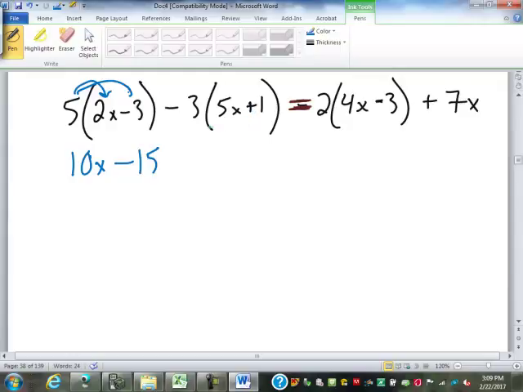Perfect. Now the second parentheses here is being multiplied by what? Negative 3. Good. We can't miss the negative. So negative 3 times 5x is negative 15x. Negative 3 times 1 is negative 3.